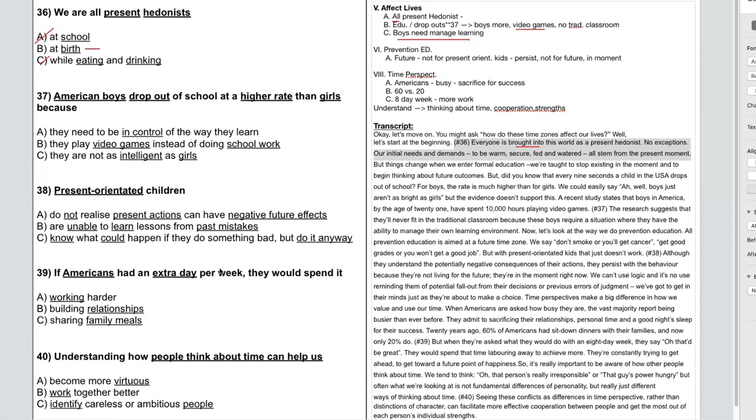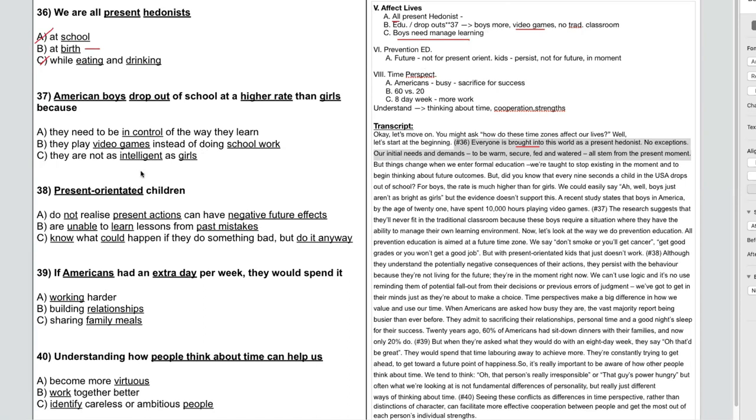I would say it's probably the most difficult question in this section because we have the keyword of video games, and video games is in B, but then we have C, which says boys need to manage learning. And managing is a synonym for in control. Now, I haven't written anything about intelligence, but the speaker does say something about boys not being as bright as girls.